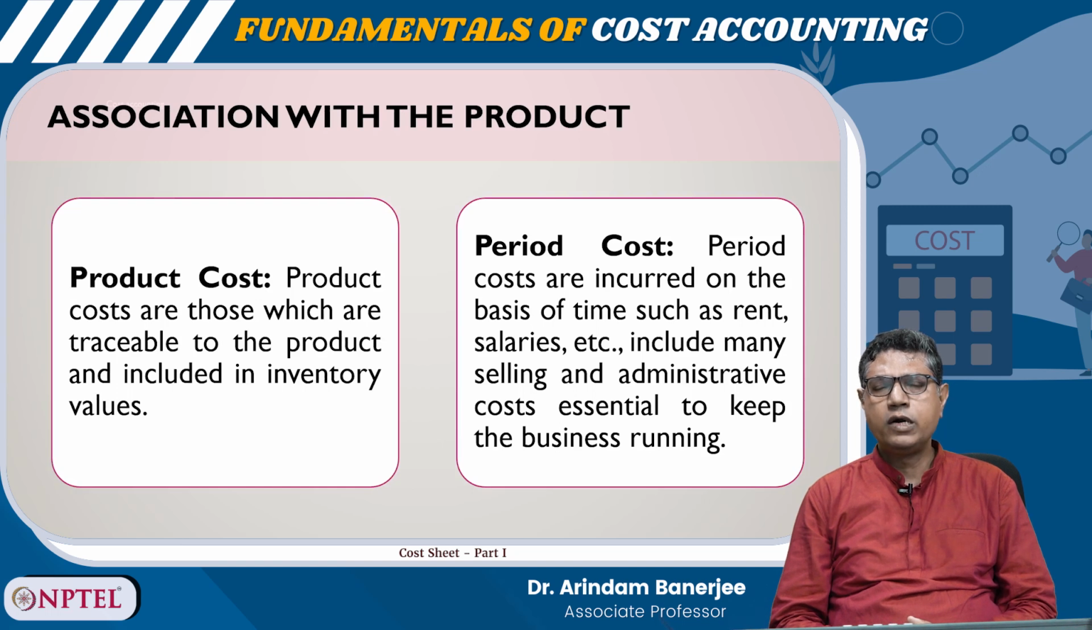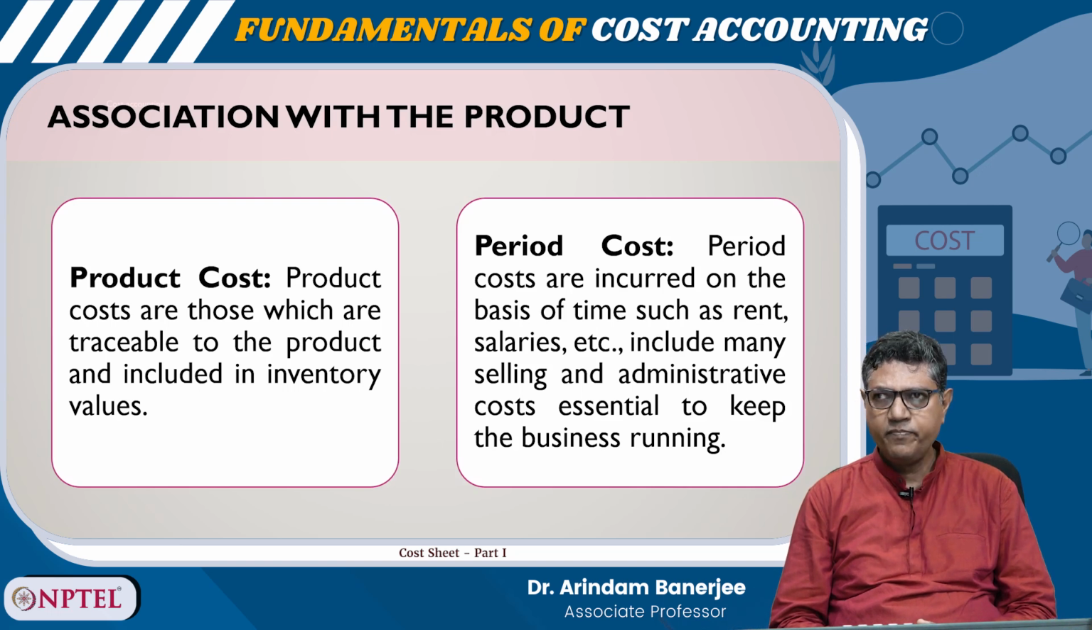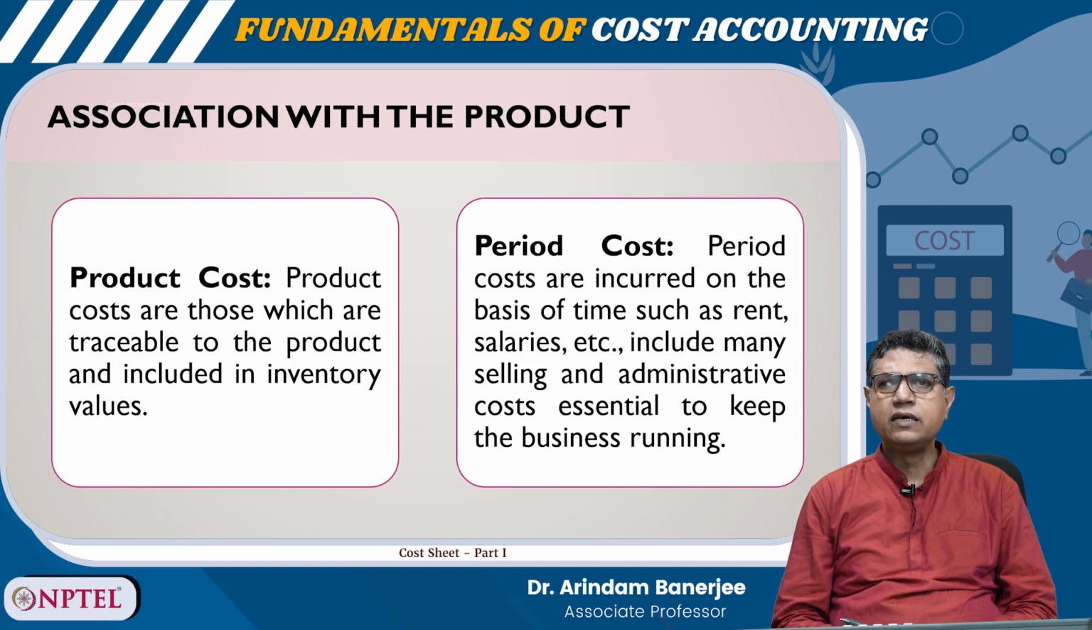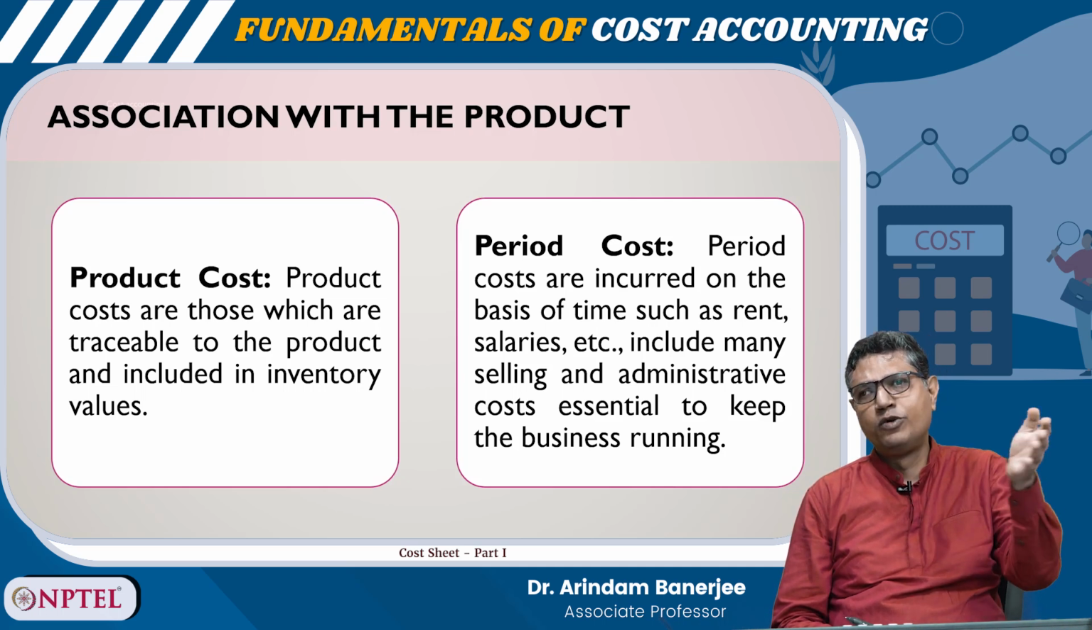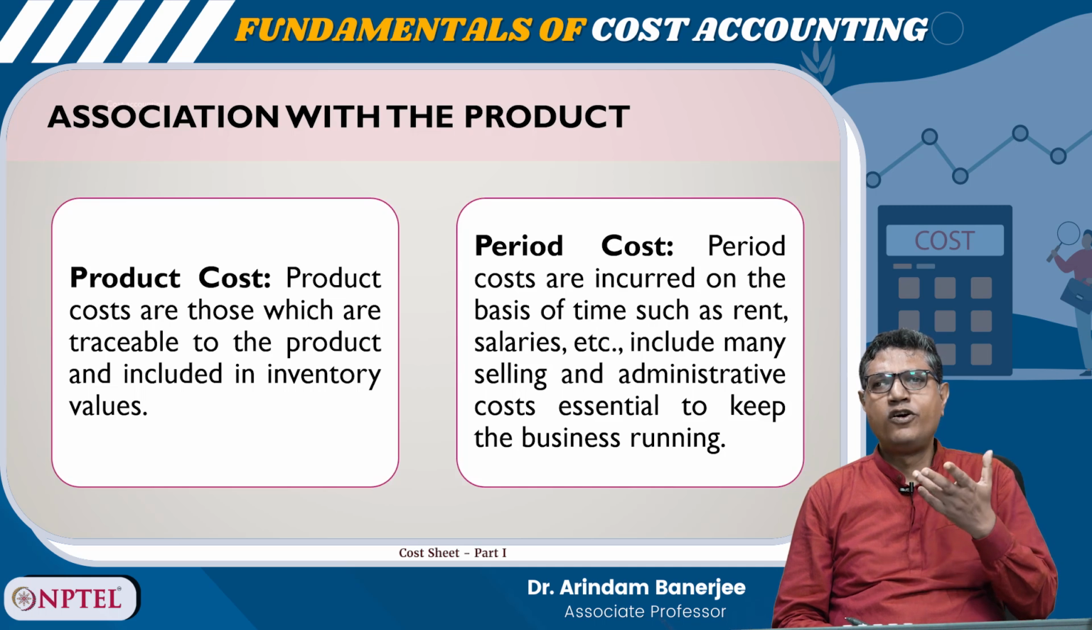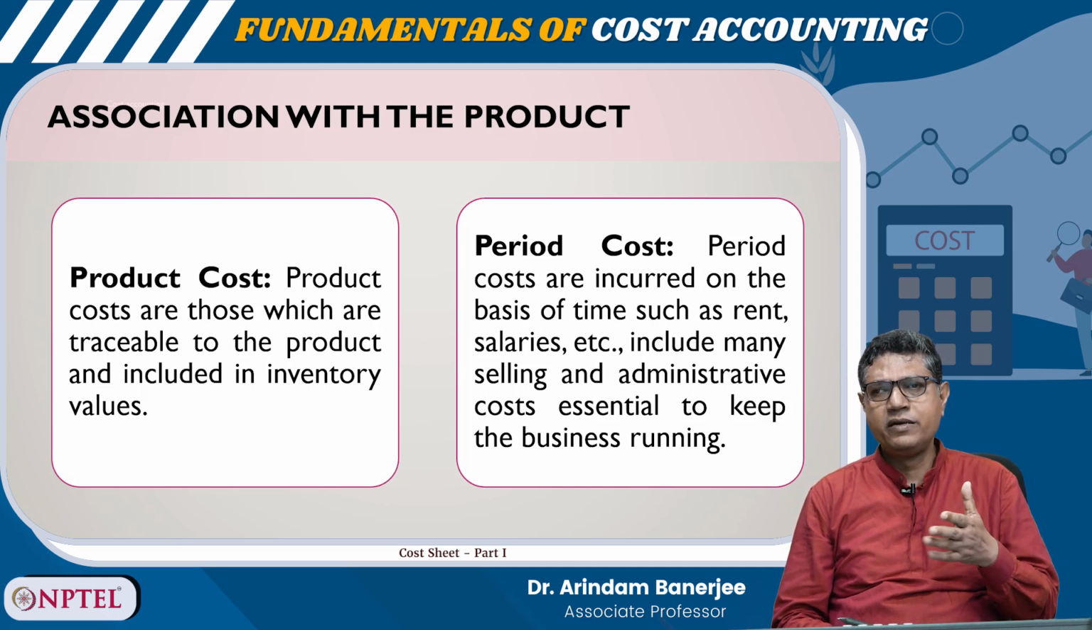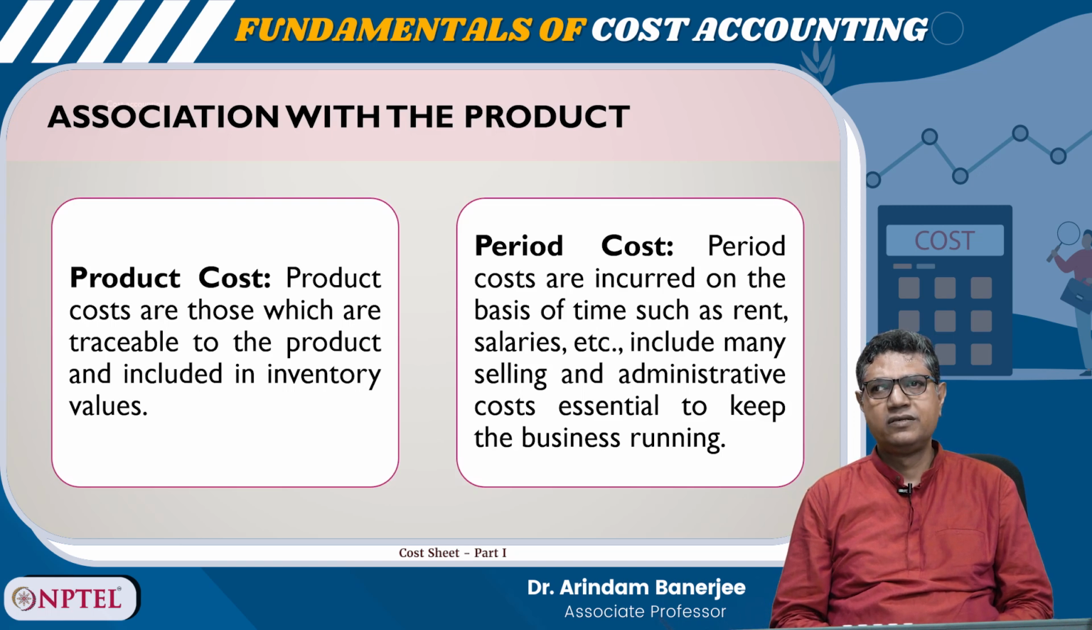The product cost. Product costs are those which are traceable to the product and included in inventory values. Period cost. Period costs are incurred on the basis of time, such as rent, salaries, etc. They include many selling and administrative costs essential to keep the business running. So period cost is the cost which is linked to a time period. Like if the monthly salary is being paid, the monthly salary is linked to a time period. So is rent for an administrative building, if it needs to be paid. So these are the period costs, right? And product costs are those which are traceable to the product and included in the inventory values.